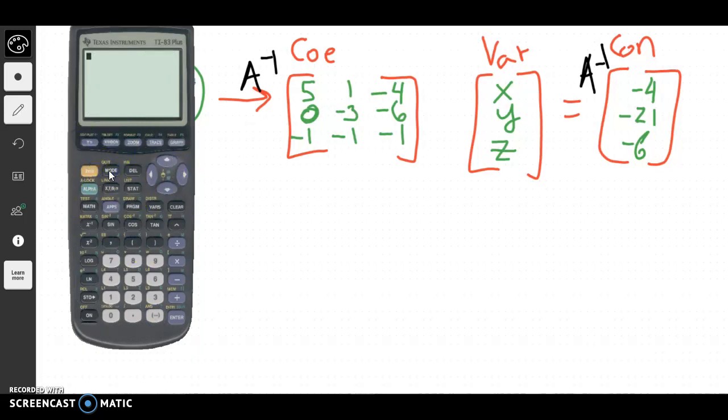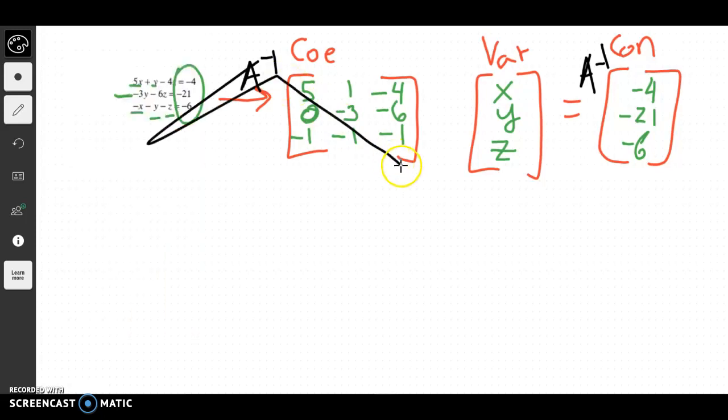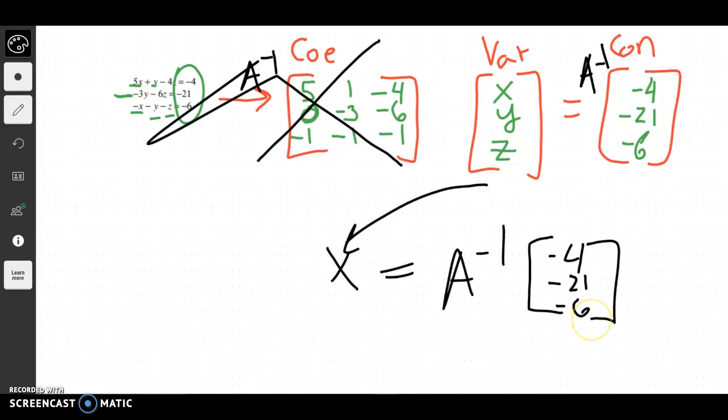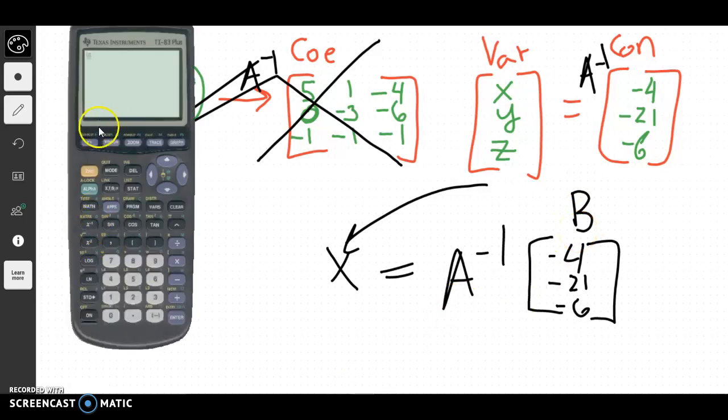Second quit again. And if you think about what's going to happen here, this is going to cancel, and so we're going to have our variable matrix equal A inverse times this matrix right here. So that's what we're going to do on the calculator. We're going to do A inverse times that matrix, which on the calculator we called matrix B. I'm going to hit second matrix and pull up matrix A. I'm going to take the inverse of it, which is right underneath that matrix button. I'm going to go second matrix and go to matrix B. I'm going to hit enter there.